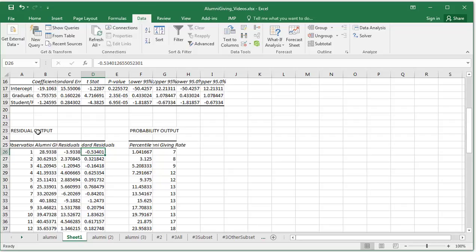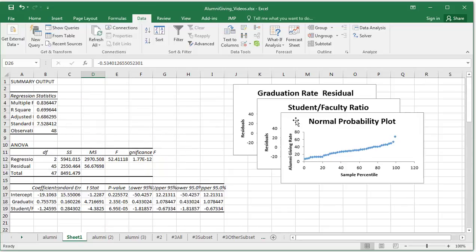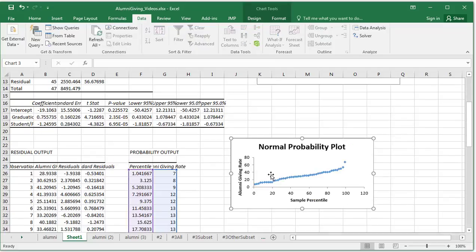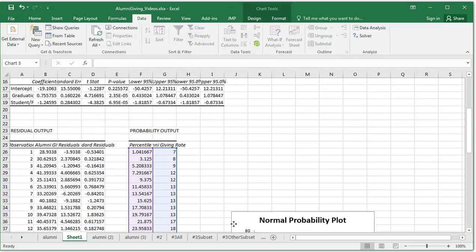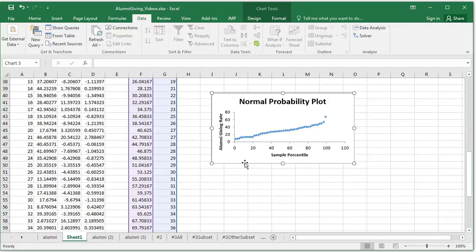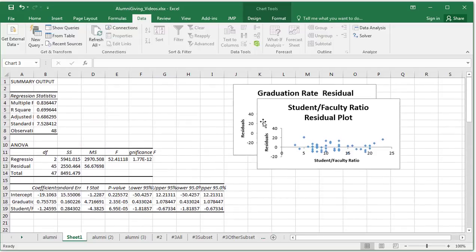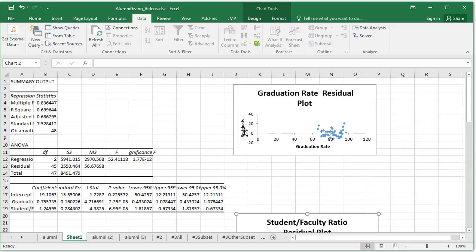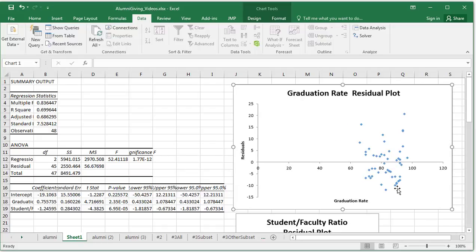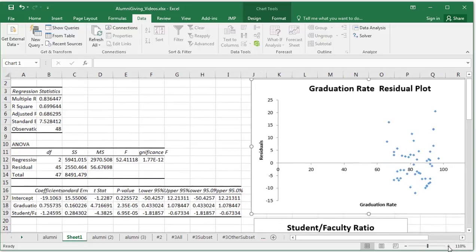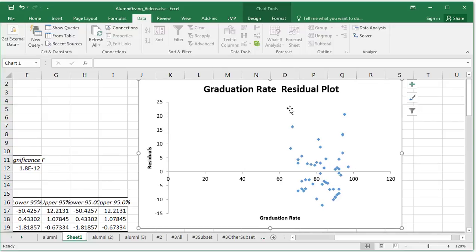Right. So let's look at, I'll keep the normal probability plot for later. We'll look at that last, so let me bring him down here, get him out of the way. And let's bring, so the first plot that it did was a graduation rate residual plot. So it has graduation rate on the x-axis, the residuals on the y-axis, which is what we're interested in.